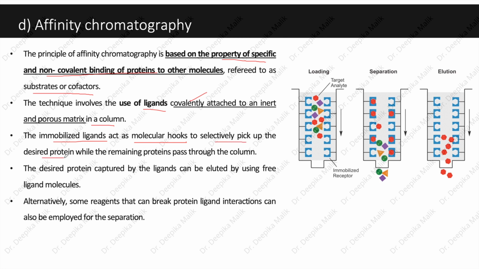As you can see in the diagram, the column contains the ligands which are attached to the matrix and are specific to a particular shape of protein only. Like in this case, only red proteins are able to attach to the ligand, while the other analytes pass out of the column without making any contact. The desired protein captured by the ligand can be eluted by using free ligand molecules. Alternatively, some reagents that can break protein-ligand interactions can also be employed for the separation.